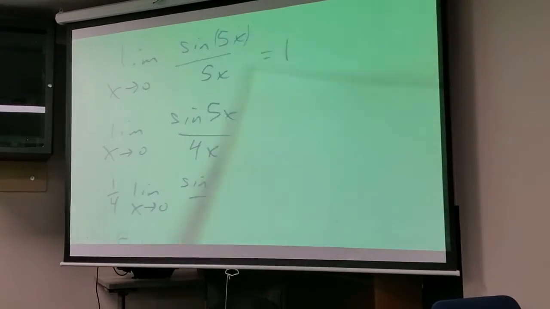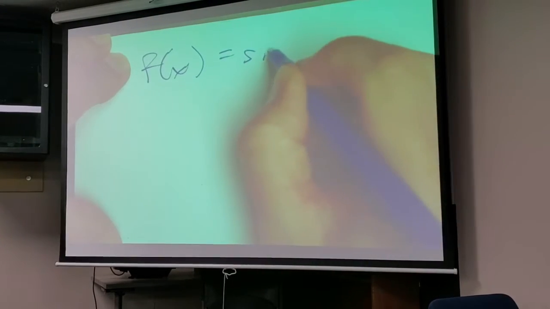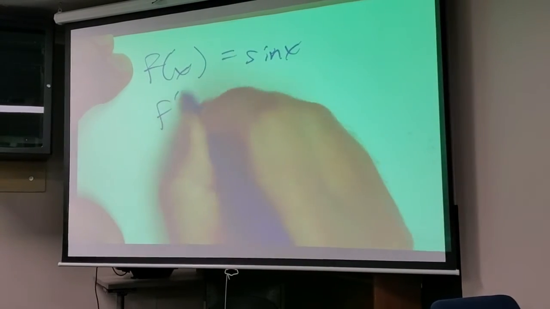Let's see. I'll hold on to that. All right. Now that we know this, well, let's see. Why not? Let's do it. And while I do this, I can kind of introduce some different symbols. So what if f of x is sine x, and I want to know what f prime of x is?